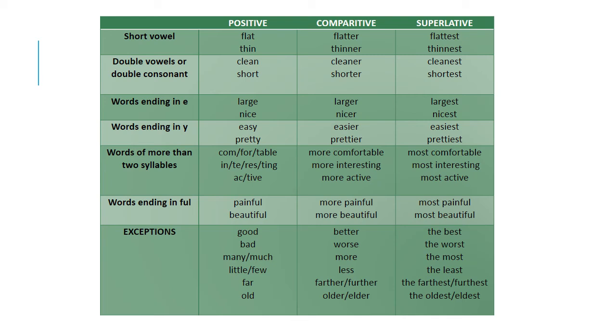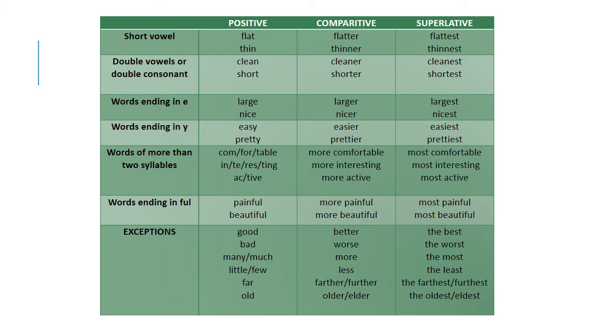Then words of more than two syllables. When breaking words into syllables, when there's two or more, you're going to use more comfortable or more in the comparative and most in the superlative form. For example, more comfortable, most comfortable.